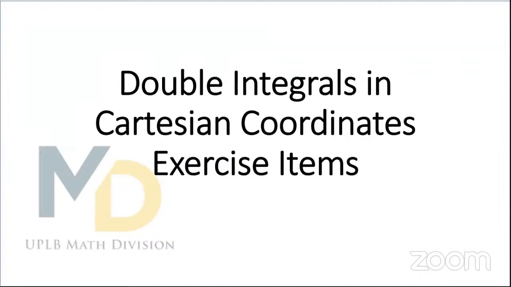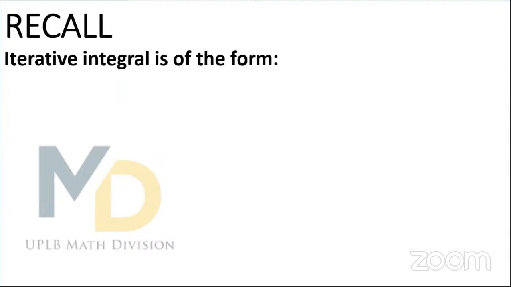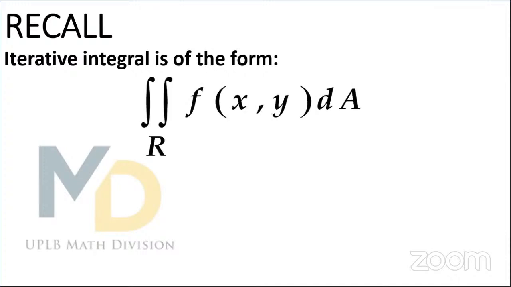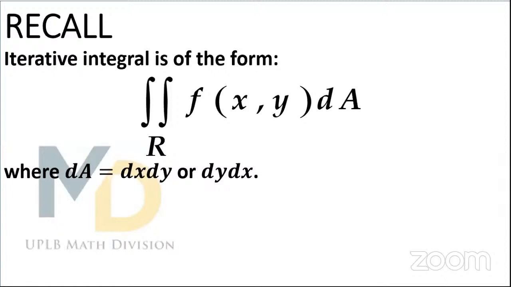Anyway, so audible po ba ako? Okay po. So for today, I was tasked to discuss some of the items on your exercise, in particular with double integrals in Cartesian coordinates. Before we proceed, let's have a recall. On the lecture video, recall that an iterative integral is denoted by this double integral, where dA can be set into dx dy or dy dx. Use dx dy kapag gagamitin mo horizontal strips on approximating the region bounded by R, tapos dy dx kapag vertical strips naman.